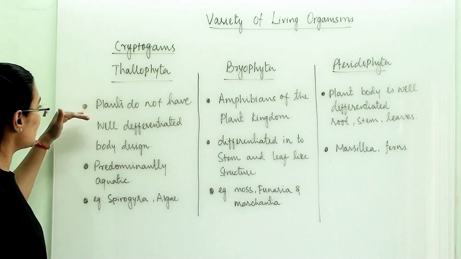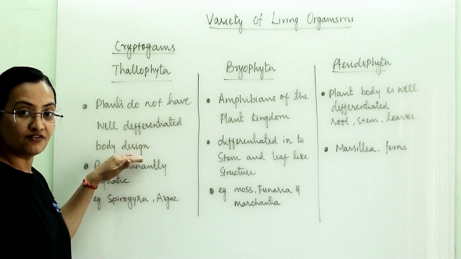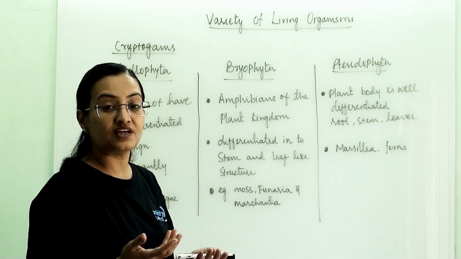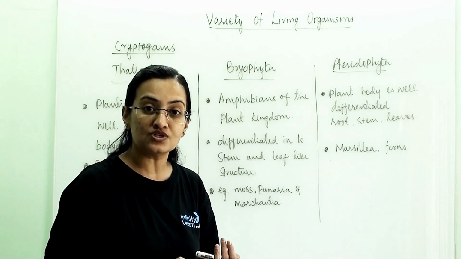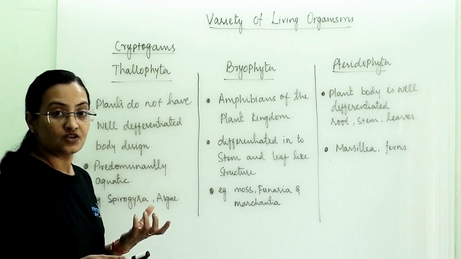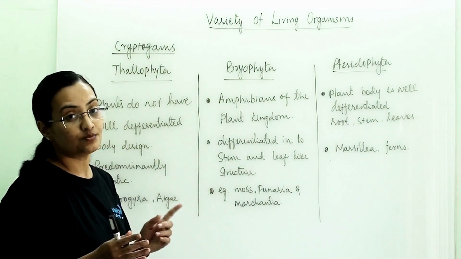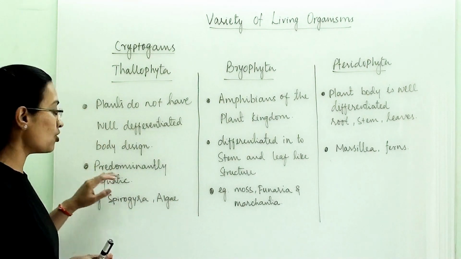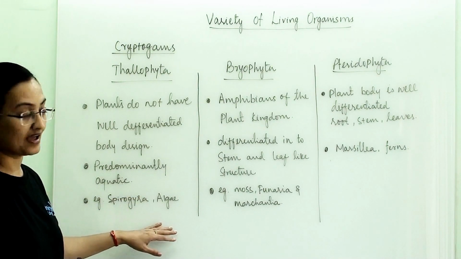Under Thallophyta, the plants do not have a well differentiated body design. We must have seen algae, and we can see that there is no differentiation between roots, stem and leaves. So in those kinds of plants, we cannot see any well differentiated body design. They are predominantly aquatic and examples are Spirogyra and algae.